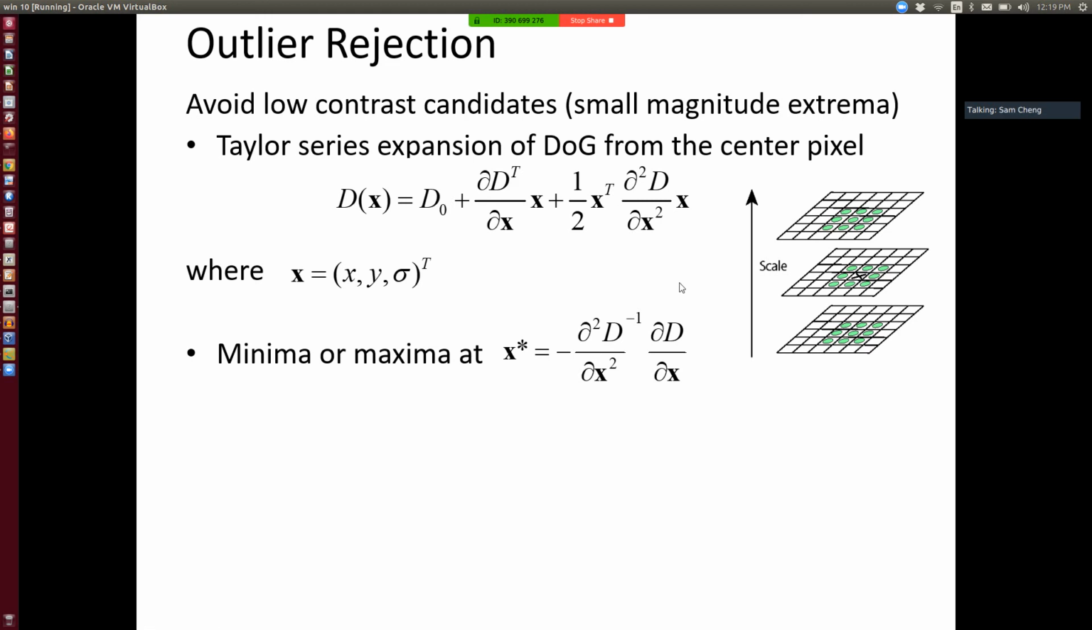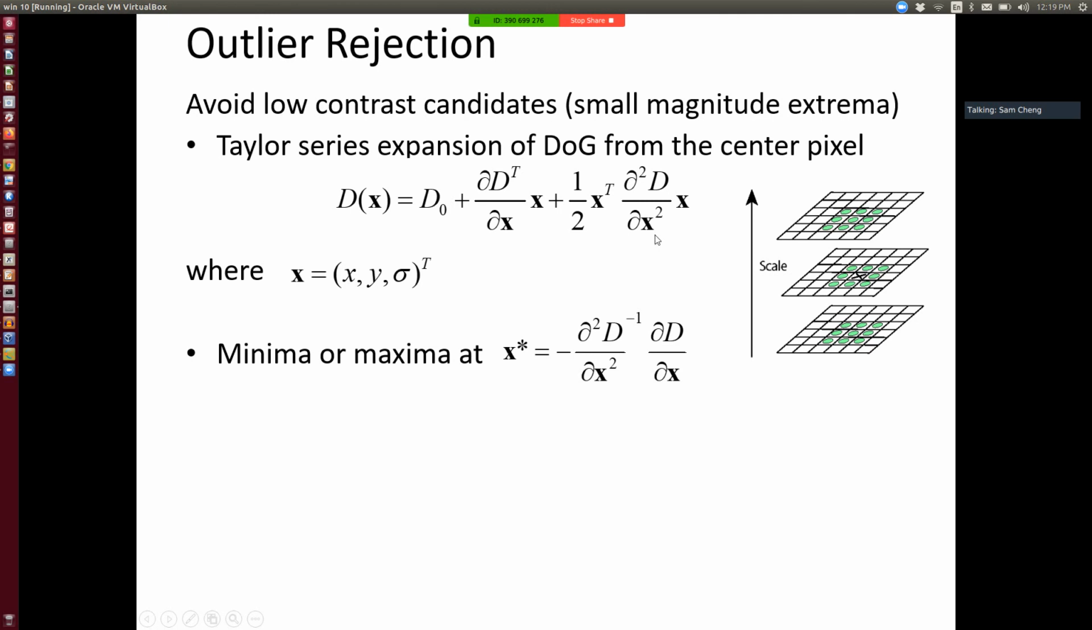So this x here, again I emphasize, is both x, y, and also the scaling direction. So it's like 3 dimensions. So this is a second order, this is actually a Hessian matrix. So it's a 3 by 3 actually.